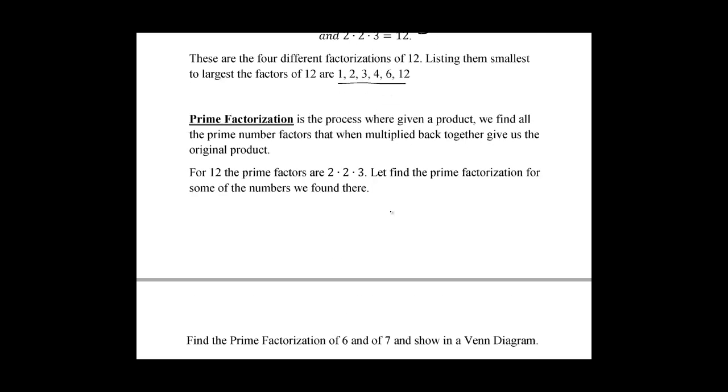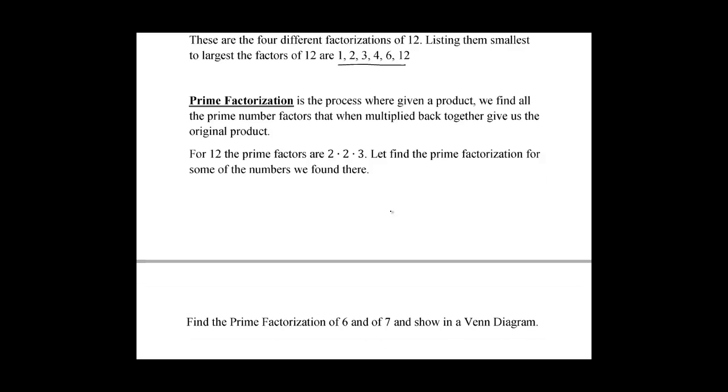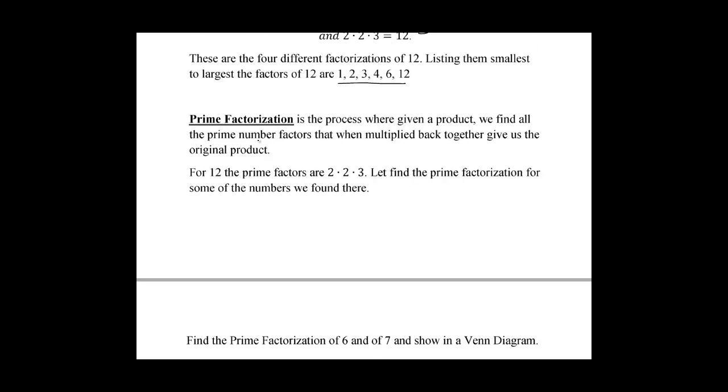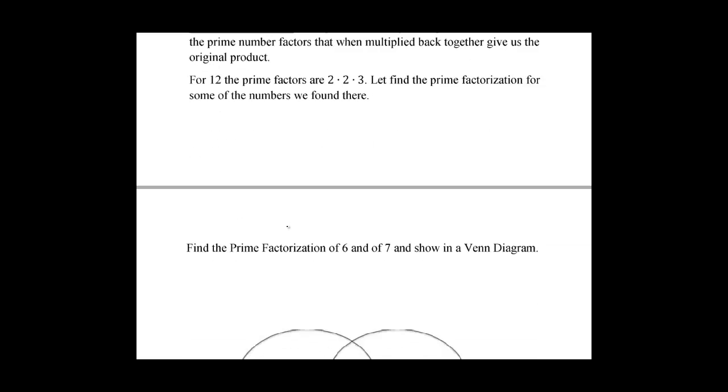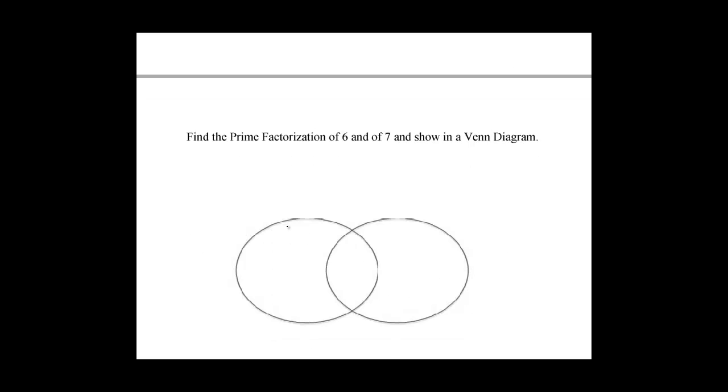So when we're looking at the prime factorization, that's the process where, given a product, we find all the prime factors that when multiplied back together give us the original product. So looking at 12 up here, we see that the prime factors of 12 are 2, 2, and 3. That product gives us 12, and all 3 of those are prime factors. So let's find the prime factorization for those numbers we found before.